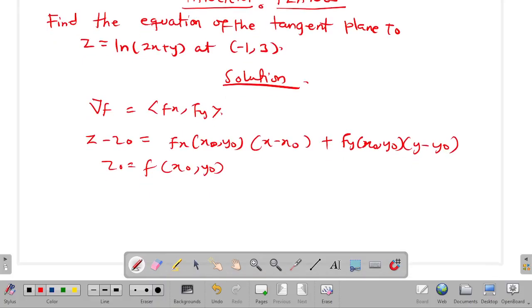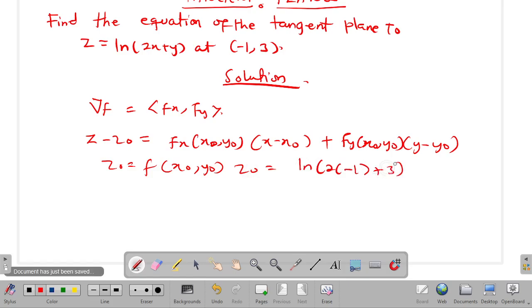Let's find the respective values. To start, our z naught is going to give us the log of 2 multiplying negative 1 plus 3. Is that not it? What's the answer? Log of 1, and that will give us 0.